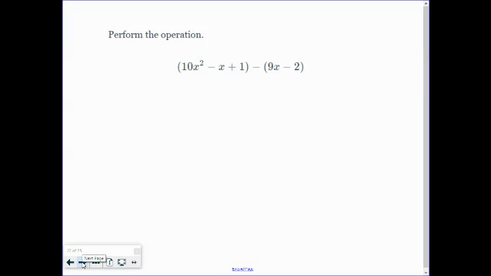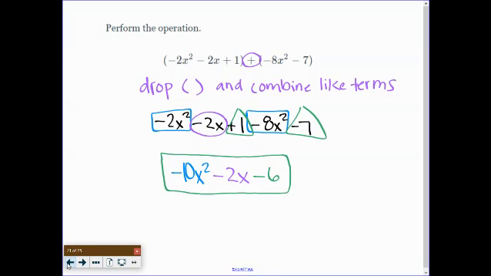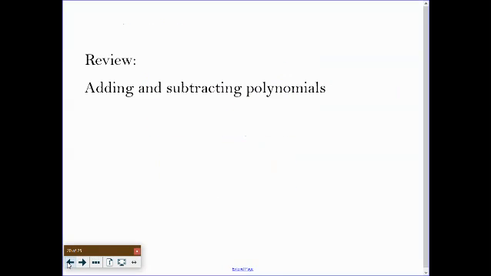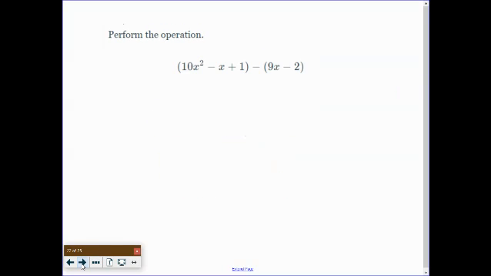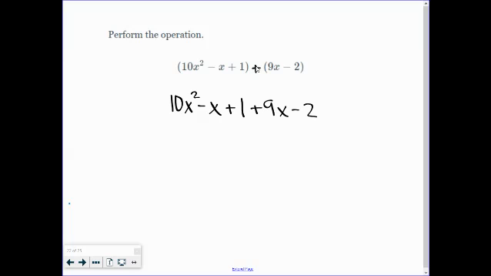All right, here is, oops, did I skip one? Oh, let's just change this to a plus. Here's another one. I want to add, so I'm going to drop the parentheses and then combine like terms. So when I drop the parentheses, I've got 10x squared minus x plus 1 plus 9x minus 2.